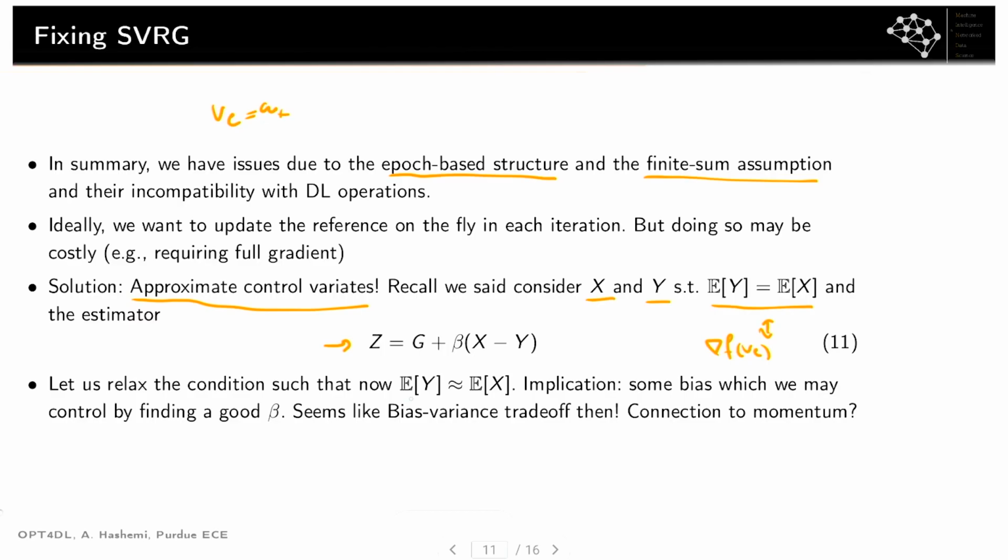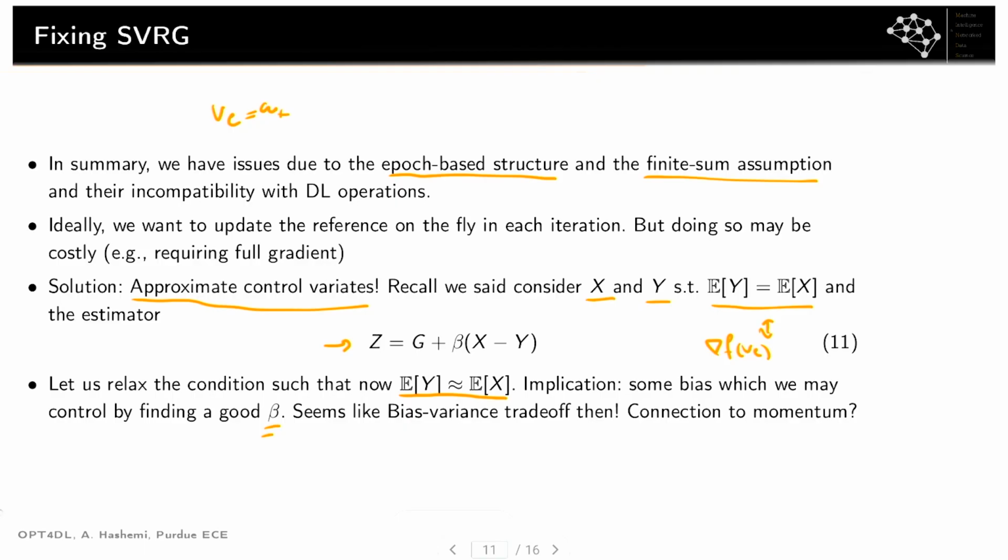We're going to relax it and only require that the means are approximately the same. So what's the implication? If they are approximately the same, we're going to incur some bias, but hopefully not too much, such that we still have this negative correlation we talked about before, and therefore a reduction in variance. And hopefully we can control this trade-off between bias and variance by finding a good beta. So this is exactly like the bias-variance trade-off.